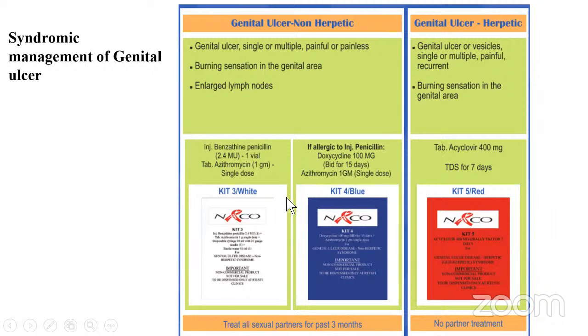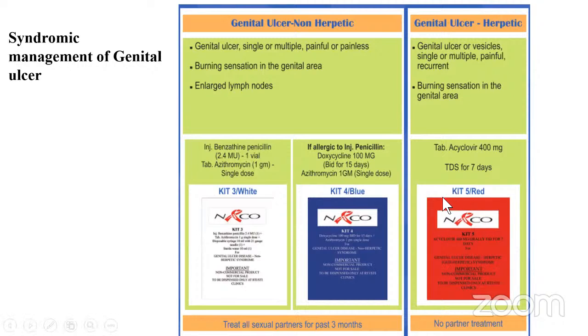This was discussed earlier. Suppose the patient is found to be allergic to penicillin, then the patient is given doxycycline 100 milligram twice daily for 15 days, along with the treatment for chancroid, that is azithromycin 1 gram stat. So this is contained in the blue kit or kit 4. Okay. So there are three kits. Kit 3, that is the white kit, is for non-herpetic genital ulcers in patients who are not sensitive to penicillin. And the next kit is kit 4 or the blue kit, which is given to patients having non-herpetic genital ulcers who have sensitivity or are allergic to penicillin.